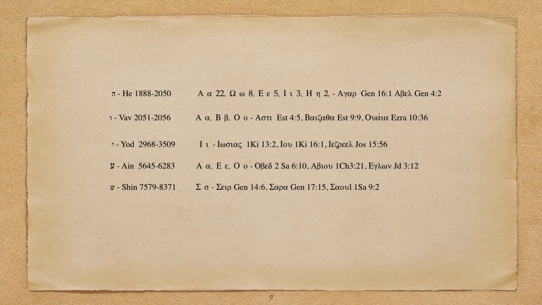The 5 letters of the Hebrew alphabet which are used in the 3 names of the last frame are the He, Vav, Yod, Ain, and Shin. The Greek equivalents are on the right.